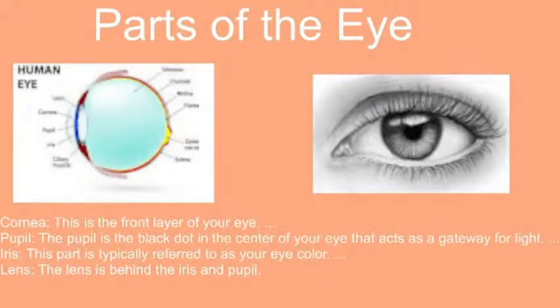Iris is the part typically referred to as your eye color, such as, for example, if you have an iris that is black or blue or brown, it is referred to as eye color. Last is the lens. The lens is behind the iris and the pupil. It's like an eye for a camera, or I would call the camera the eye.